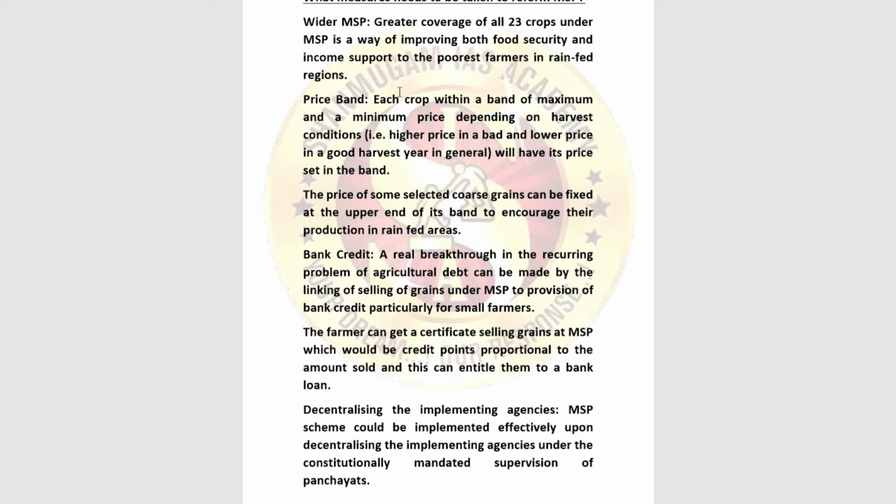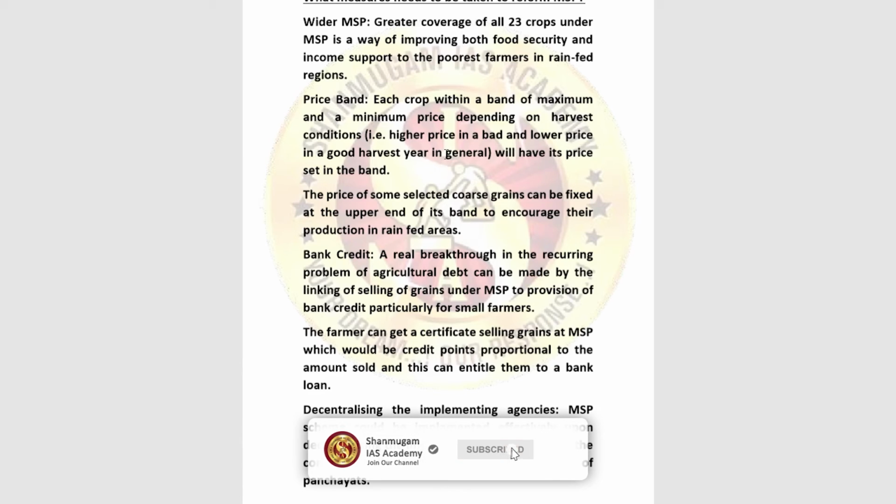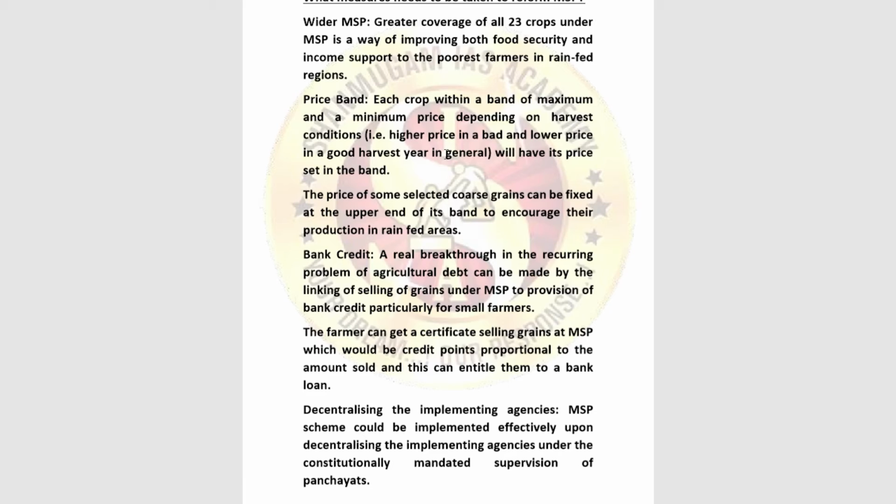What exactly is a price band? Each crop has a band of maximum and minimum price depending upon the harvest conditions. That is, a higher price in bad harvest conditions and a lower price in a good harvest year; in general, each crop will have its price set within the band. And the third one is that the price of some selected coarse grains can be fixed at the upper end of its band to encourage their production in rain-fed areas.